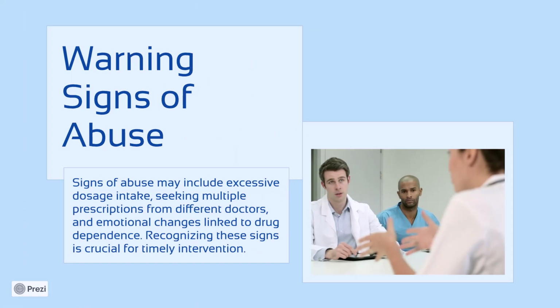Warning signs of abuse. Signs of abuse may include excessive dosage intake, becoming dependent on Ozempic, seeking multiple prescriptions from different doctors since you can't get it from just one. They will try to go and visit a lot of doctors in order to get it from all of these doctors, and emotional changes linked to drug dependence. Recognizing these signs is crucial for timely intervention.